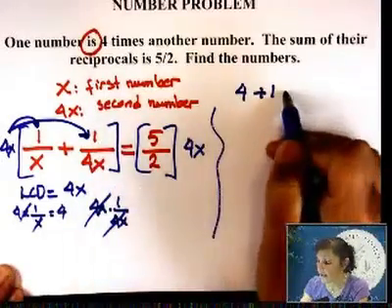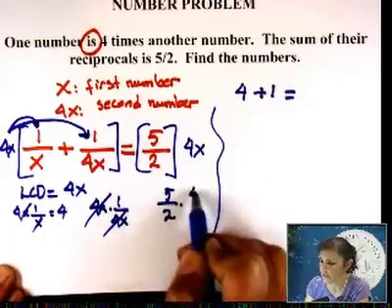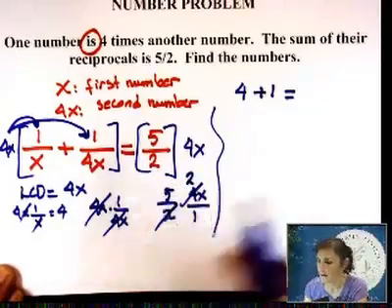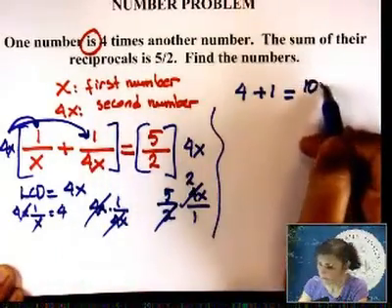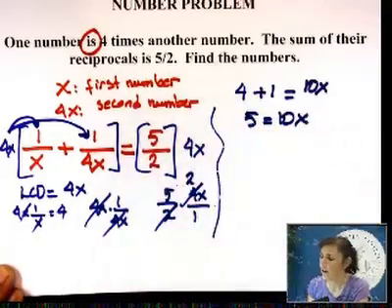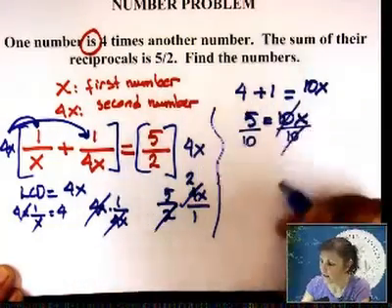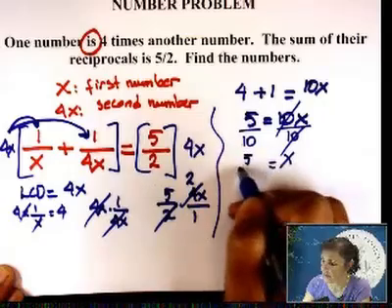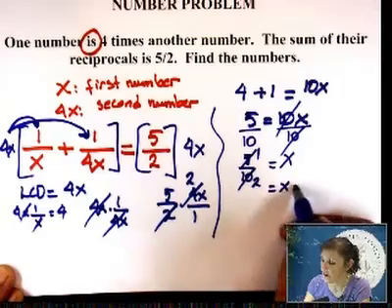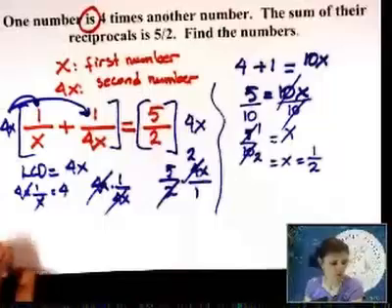And what do I have on the right-hand side? 5 over 2 times 4x. Guess what? These two will go. You're going to end up with 2 times 5, that's 10. Oh, 4 plus 1, that's 5. And let's divide both sides by 10. 5 over 10, that happens to be 1 over 2. Okay, so the first number is 1 over 2.